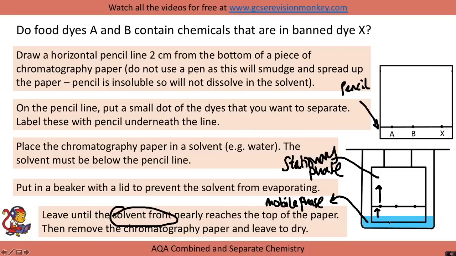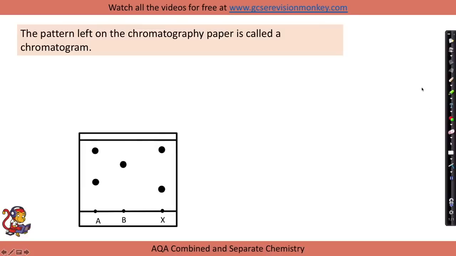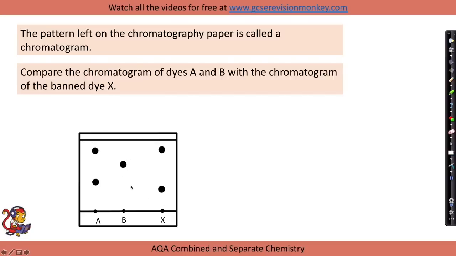So if the solvent is moving up and it gets close to the top of the paper, where it reaches here is called the solvent front, and when it gets near to the top, we will then remove the paper and leave it to dry. So the pattern left on the chromatography paper is called a chromatogram. After we've left it to dry, we will see several dots of different colours on the piece of paper. We would then compare the chromatograms of dyes A and B with the chromatogram of the banned dye X.